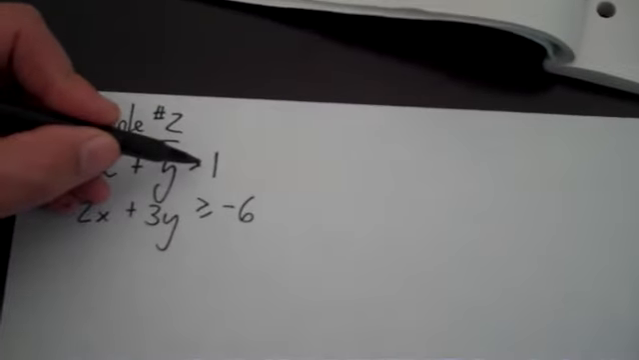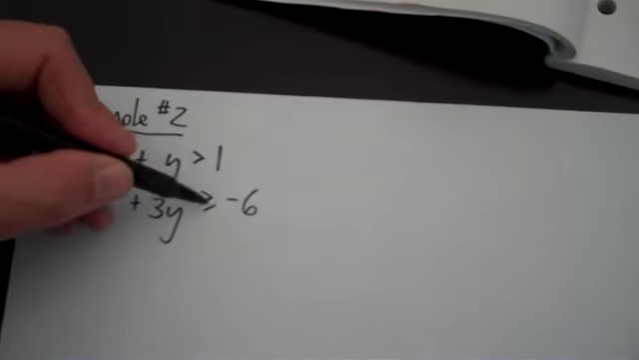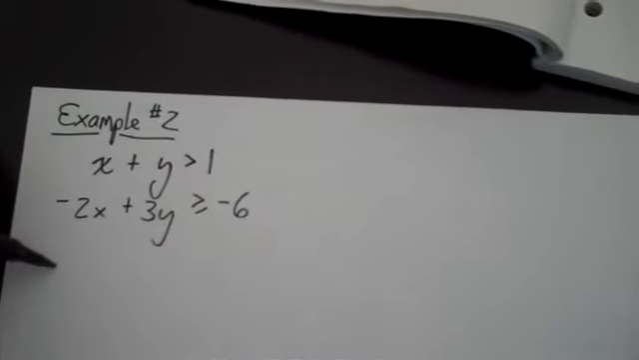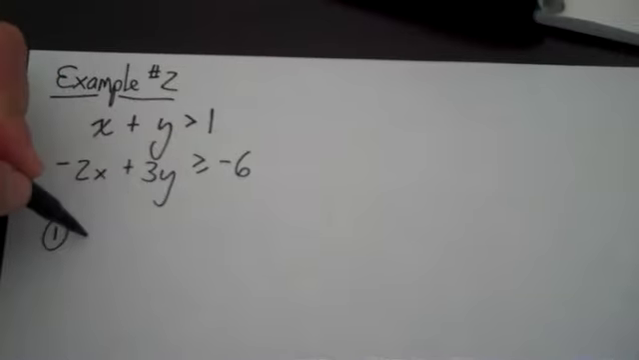Hi class, now we're going to do example number 2. In example number 2, we have x plus y is greater than 1 and minus 2x plus 3y greater than or equal to minus 6. The first step is we're going to take each one of these and rewrite them as y equals mx plus b. So let's take the first one.